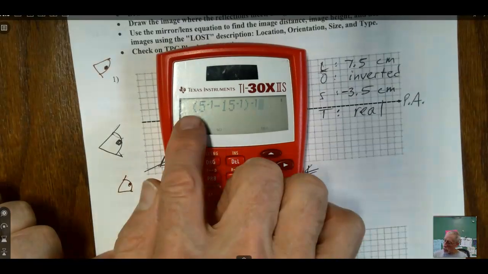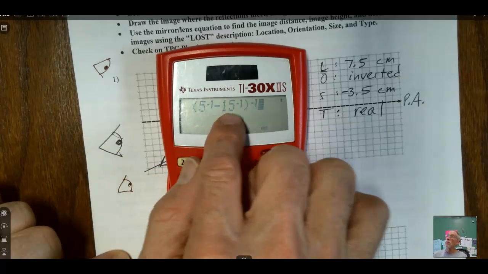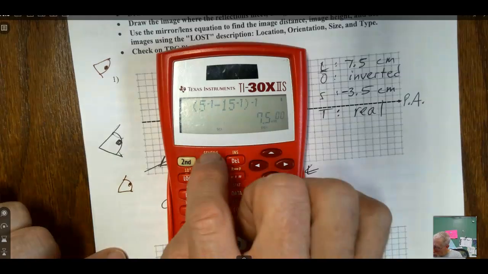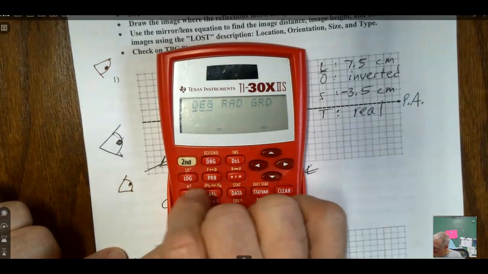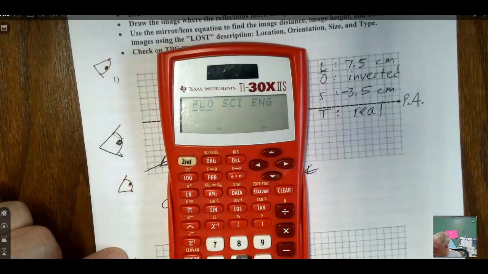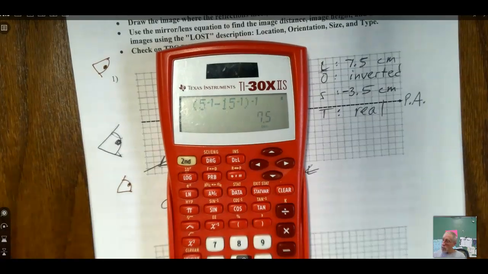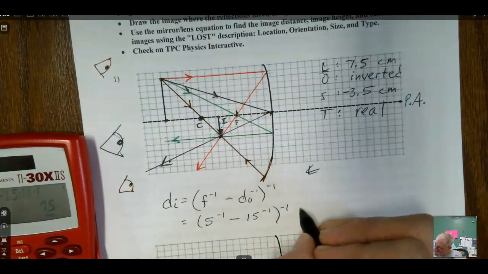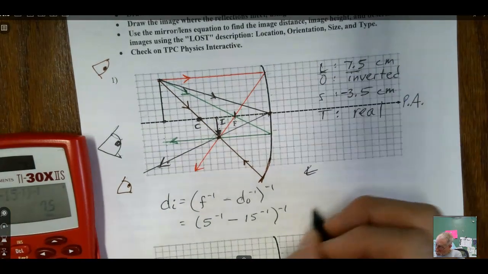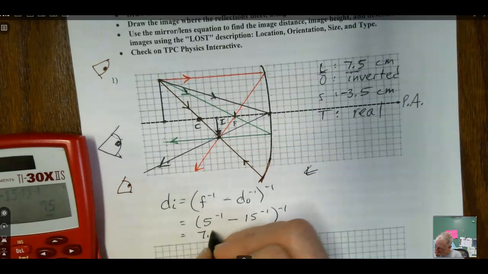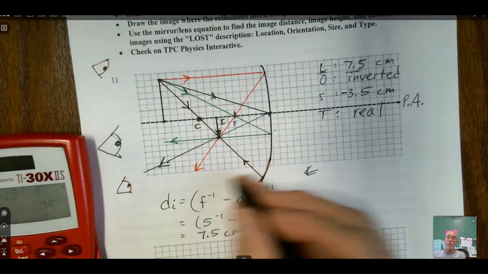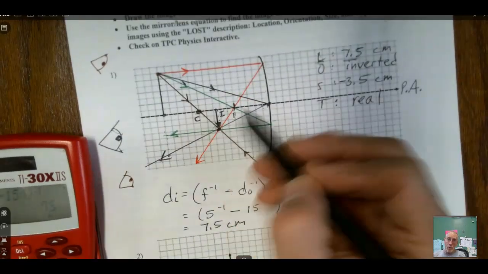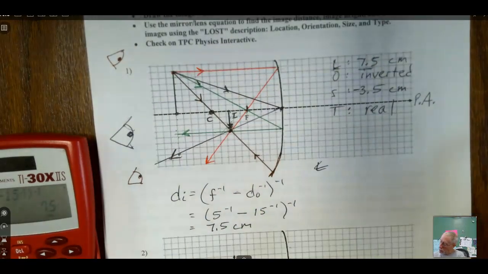So here's what I put in my calculator: 5 inverse minus 15 inverse, and then inverted that. And I'm in scientific notation. I'm just going to change this to what we call float mode. There we go. 7.5. Now, that is a positive number. It's actually a really good match for the diagram. That doesn't always happen quite that closely. It means I did a good job with drawing my rays because I know the math is perfect.